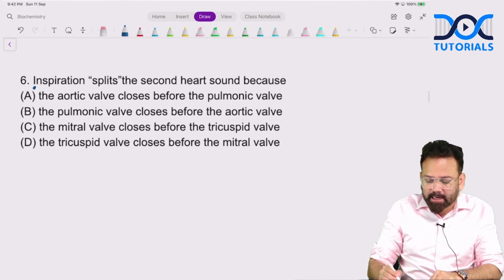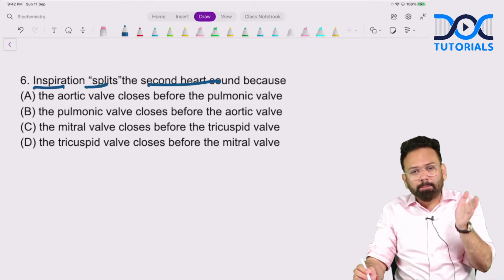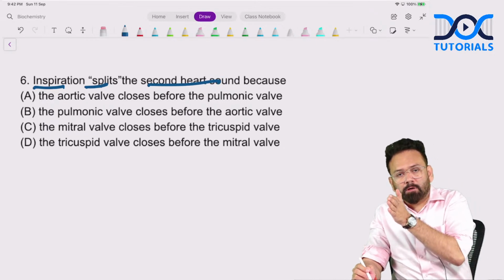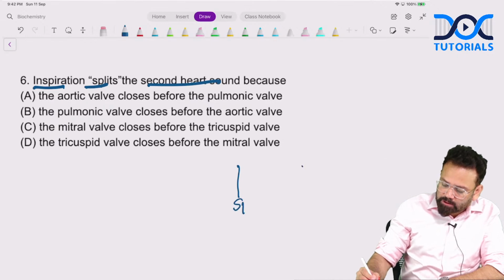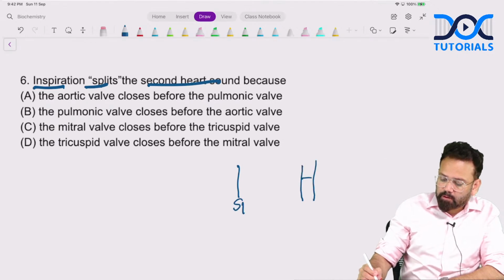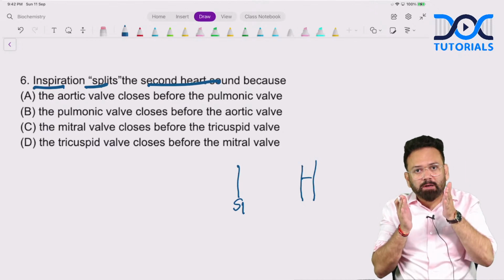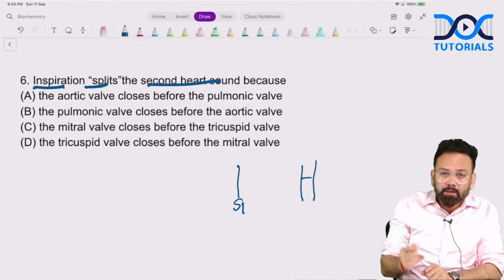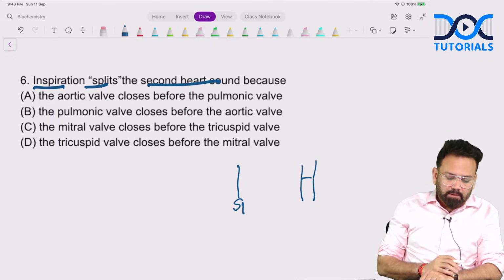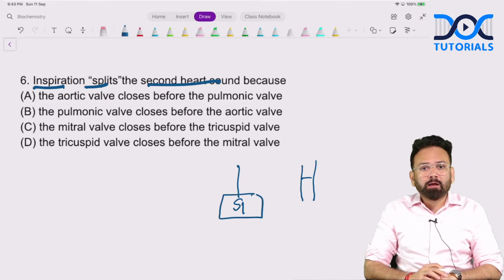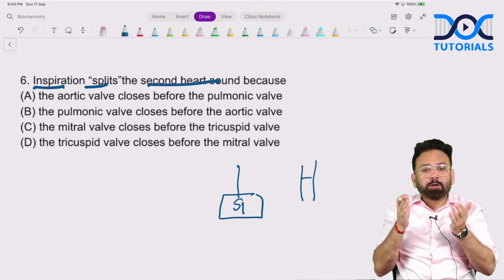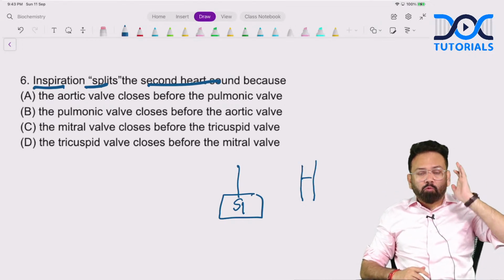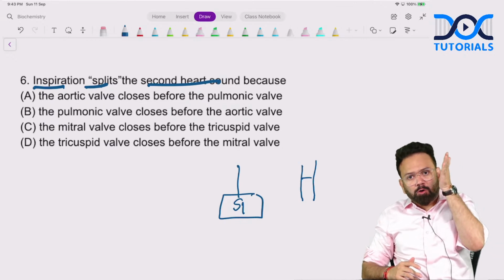Inspiration splits the second heart sound. You know we have lub dub, but here it is lub drop. Dub is like drop. It is a split. You get S1 and S2 is like this. It is not in sync. First one sound will come, then the other sound. So they are asking which sound will come first. S1 is due to closure of the AV valves and S2 is due to closure of the aortic and pulmonary valves. But aortic and pulmonary closures come separately, especially during inspiration. So they are asking which valve will close first during inspiration.